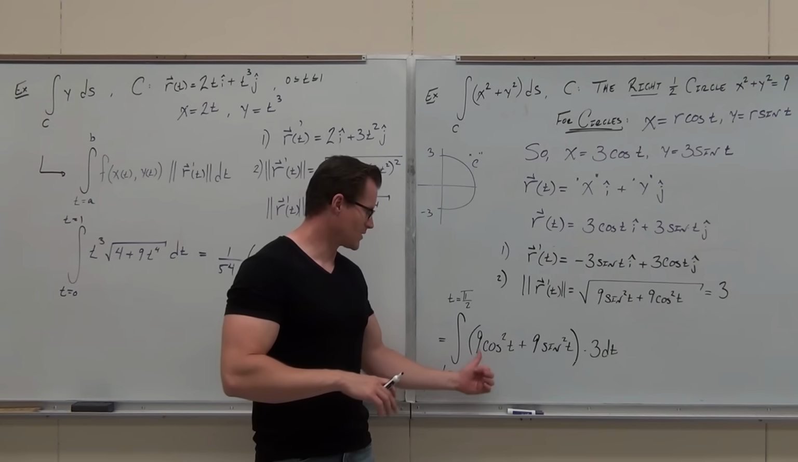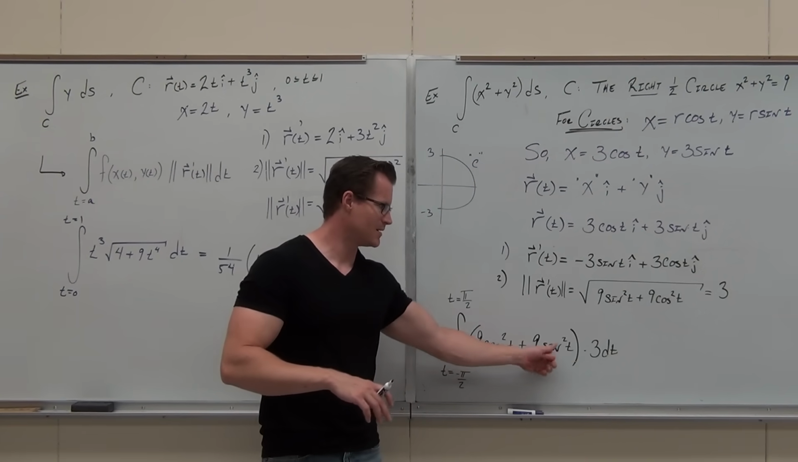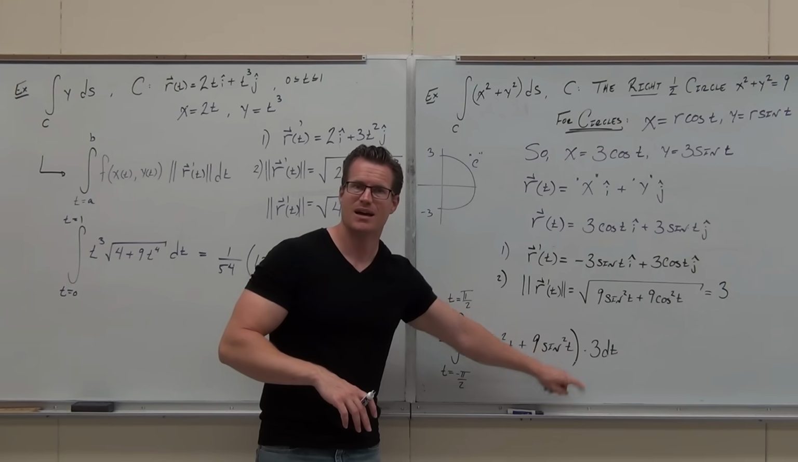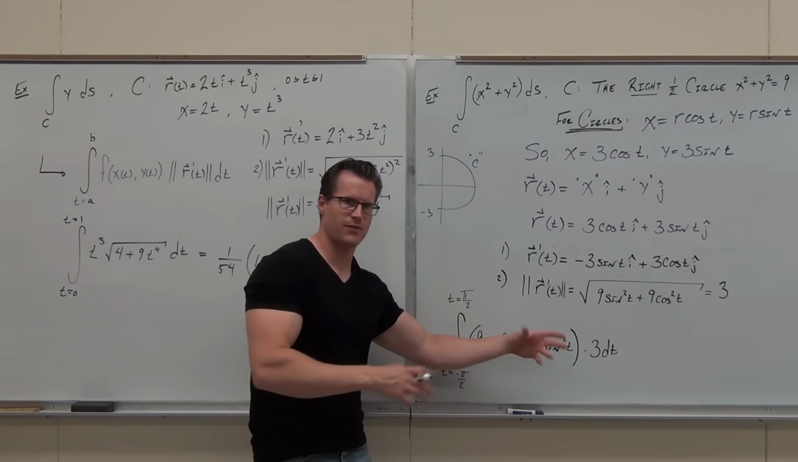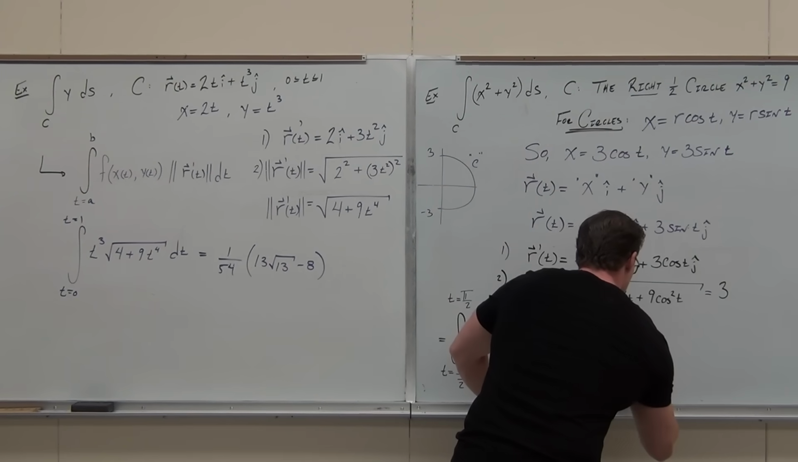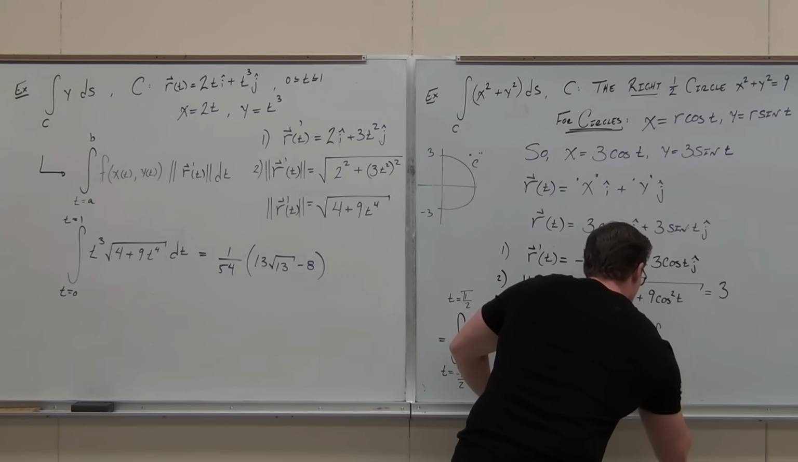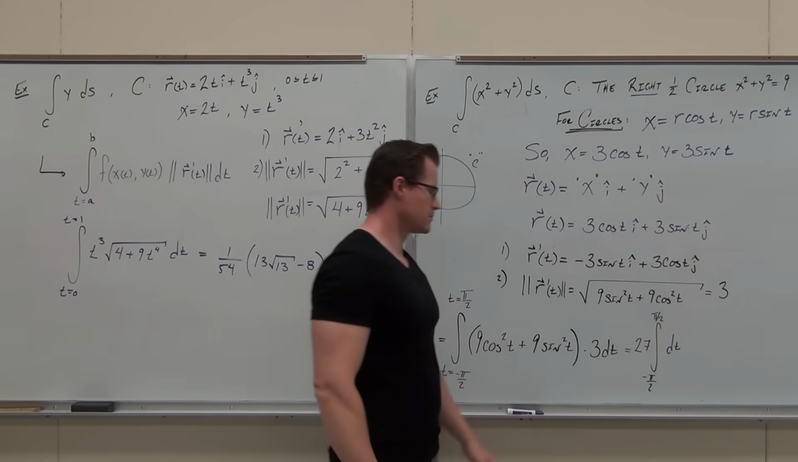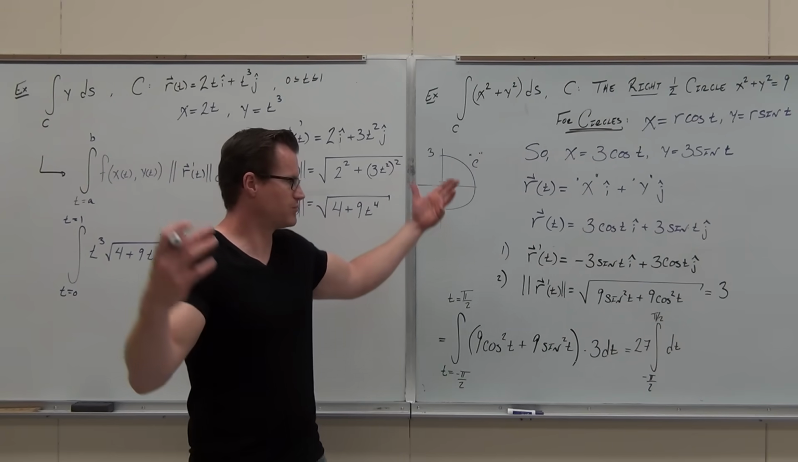You're going to get 9 times 3. Don't forget that one. Don't forget the 3. This whole thing right here is 9. You factor the 9, you get sine squared plus cosine squared, that's 1, times 3. That's 27. So this gives you that. That's it.